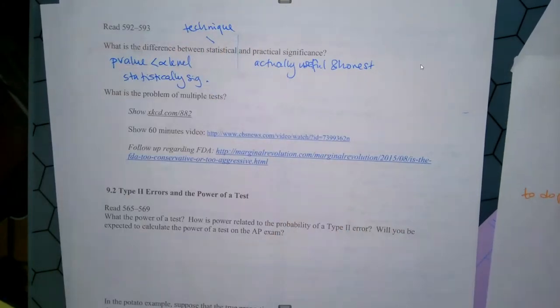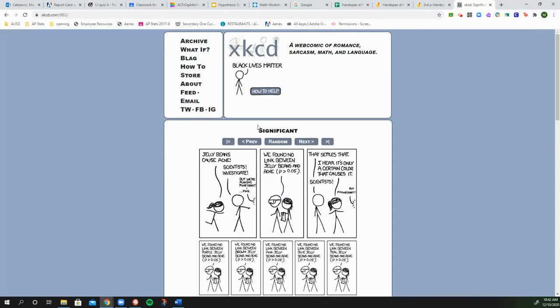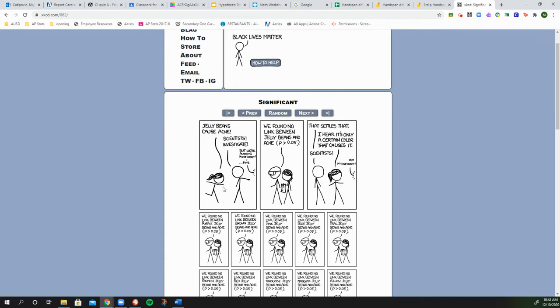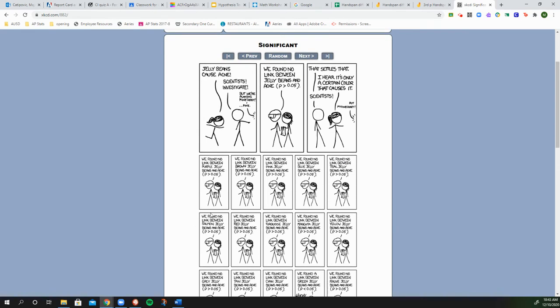So the example we have is this XKCD, and I'm going to ask you as part of homework to explain what's going on here, but we're looking at, do different colors of jelly beans, the candy, cause acne? So they investigated it and they found no link. They had a p-value of more than 0.05, and they're like, okay, we're done. And then somebody says, well, but I think it's a particular color. So they go through and check every single color.